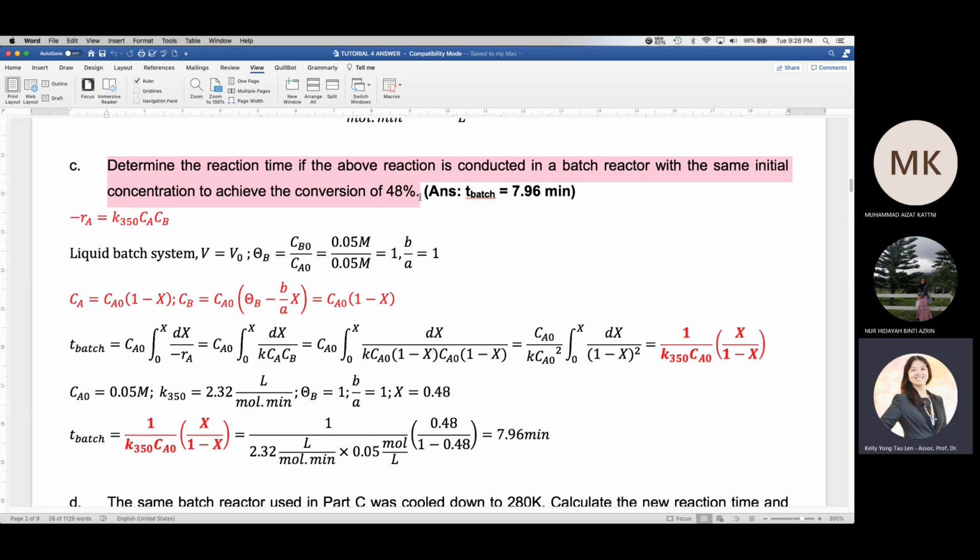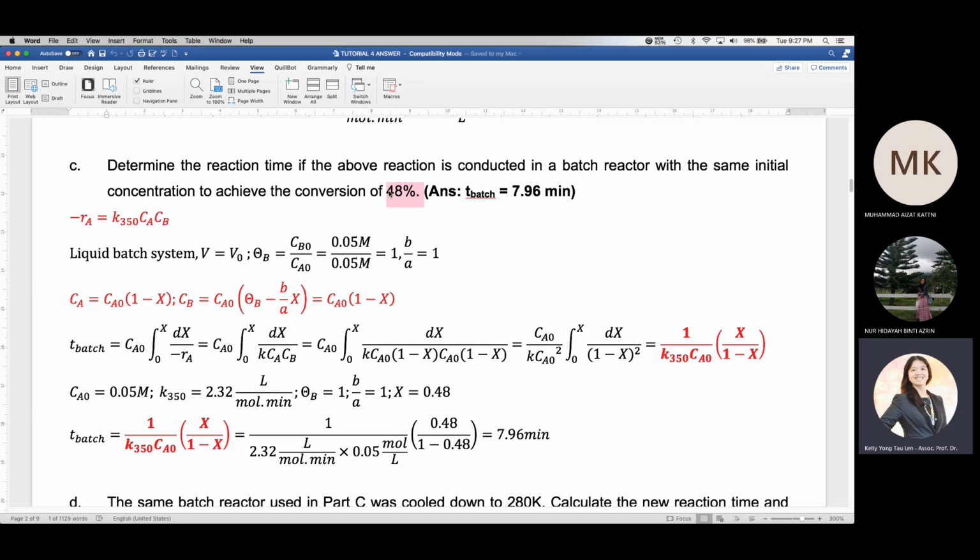Sekarang kita cakap pasal batch reactor pula. So, batch reactor. Rate law masih sama. So, it's a batch reactor with the same rate law, with the same liquid phase. But as I told you, when one of the characteristic berubah, kamu kena cari dah. Definitely dia adalah equation yang berlainan. And jadi kita nak cari reaction time with the same initial concentration to achieve conversion 48%, means X dia 0.48.